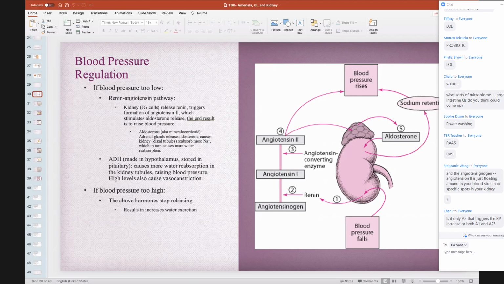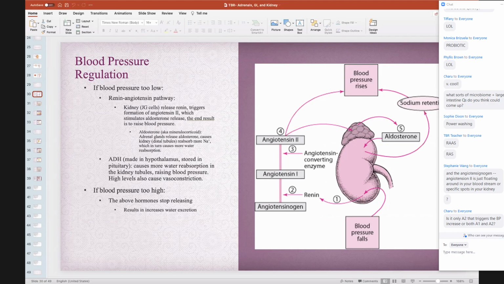If you have issues with high blood pressure, you can have ACE inhibitors, which will block these guys. If you have ACE inhibitors, then you can't create angiotensin 2. And if you can't create angiotensin 2, you can't raise the blood pressure. So there's a way that we can prevent blood pressure from rising.